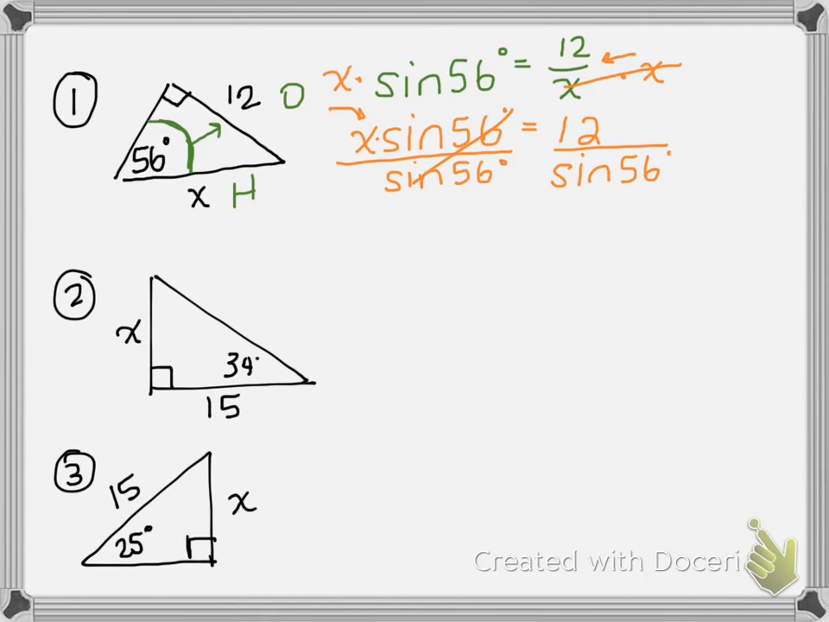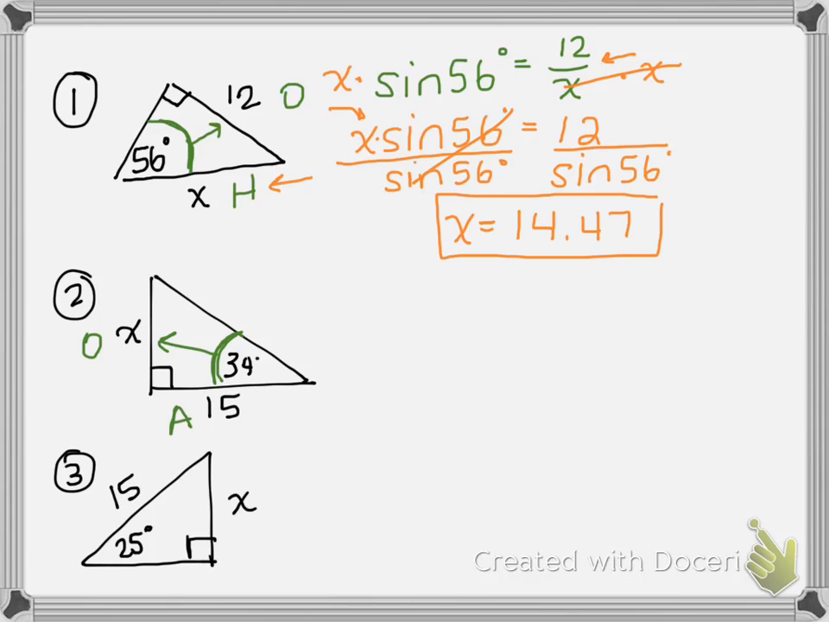So that way, we have x equals 12 divided by sine of 56, which again you can put right in your calculator and you'll get 14.47 as your x. Now remember, this is your hypotenuse here, so make sure it is longer than that other side that you did.